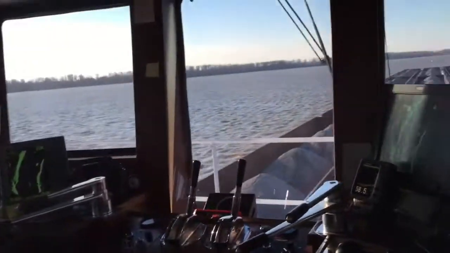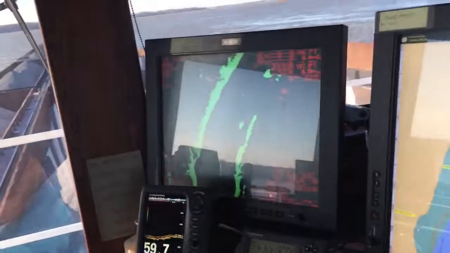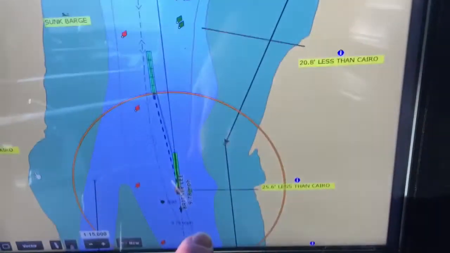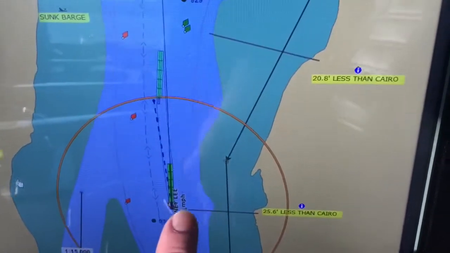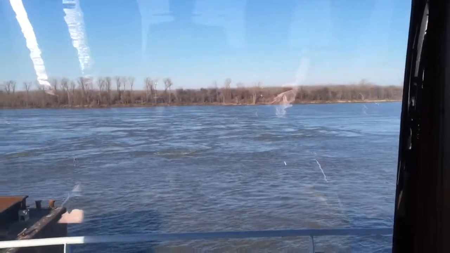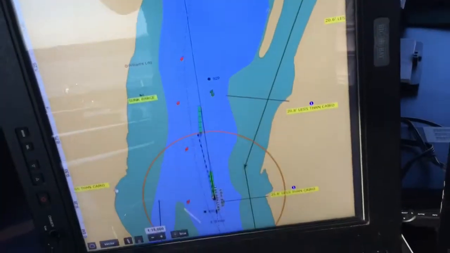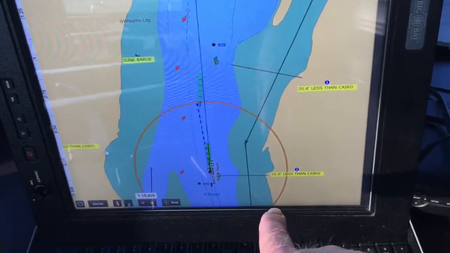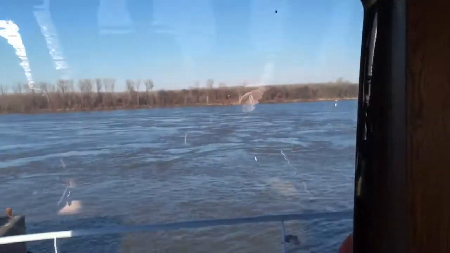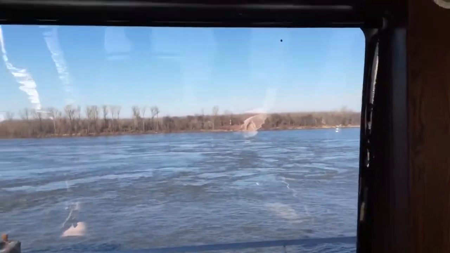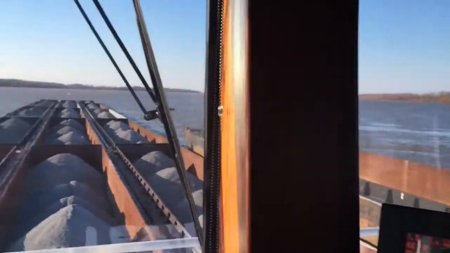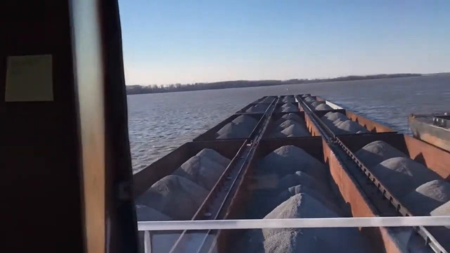And then you'll see in correlation to where it is on the chart, it's showing it right there. That's us right here. There's the water. Anyway, we've got it marked 25.6 feet less than Cairo gauge. So you go and see what today's river gauge is.